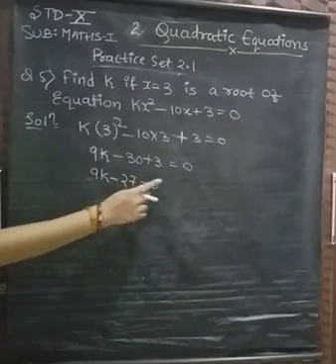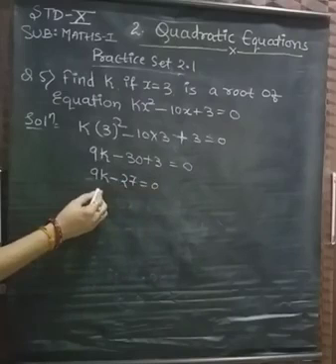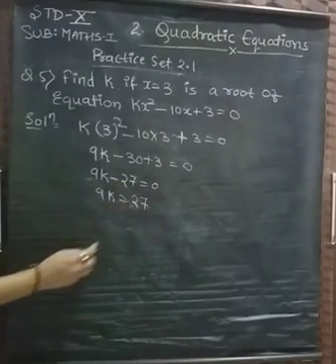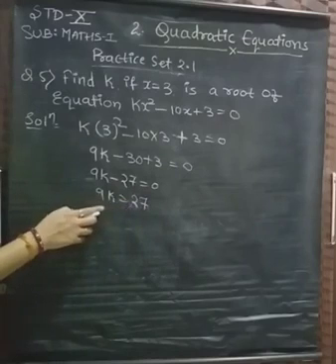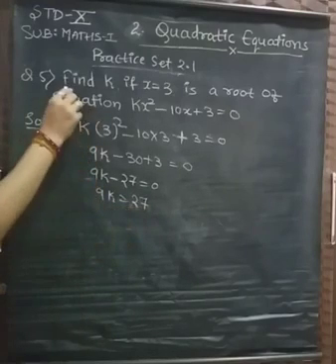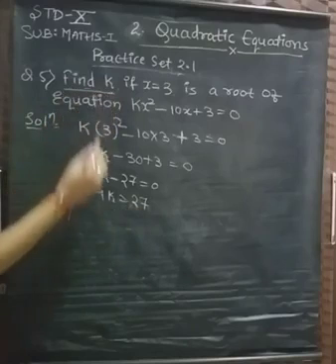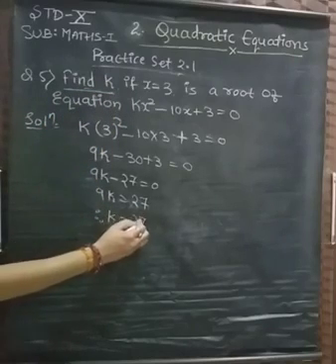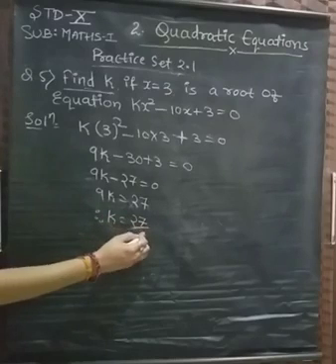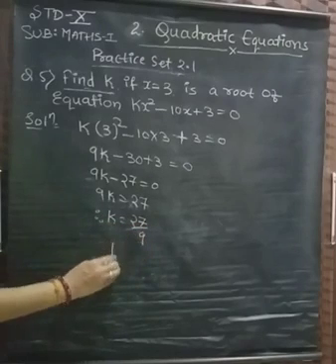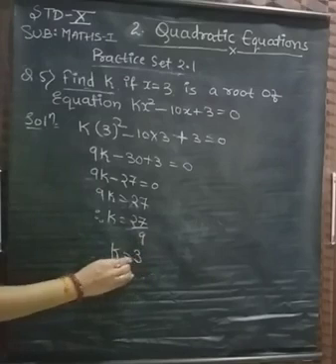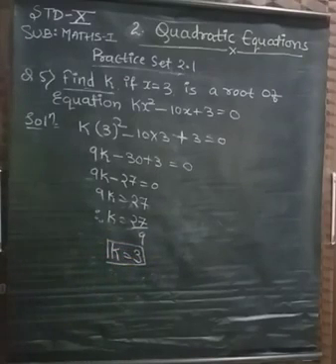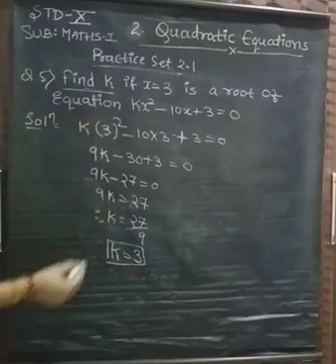Shift this 27 over here. It will change its sign. You will get 9k equals 27. Now this is in multiplication form, so it will go to the denominator because we have to find the value of k. Therefore k equals 27 upon 9. So the value of k is 3, since 9 threes are 27.